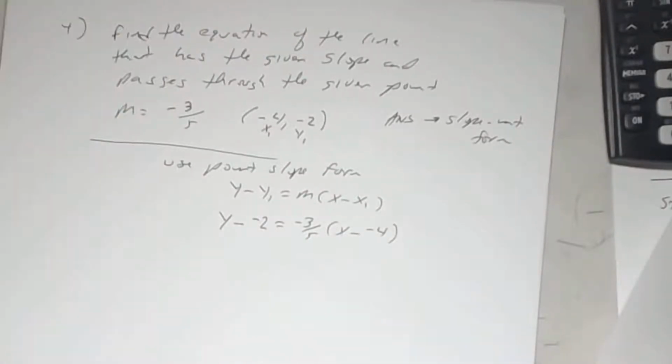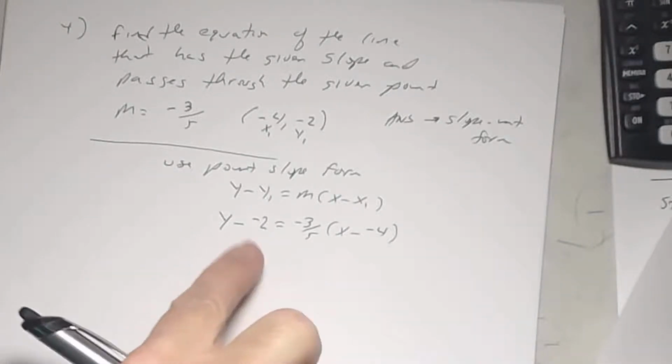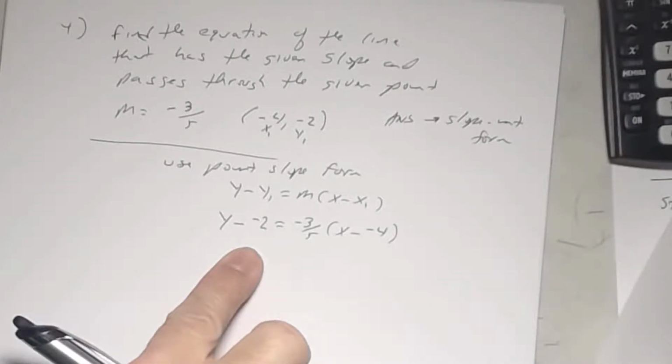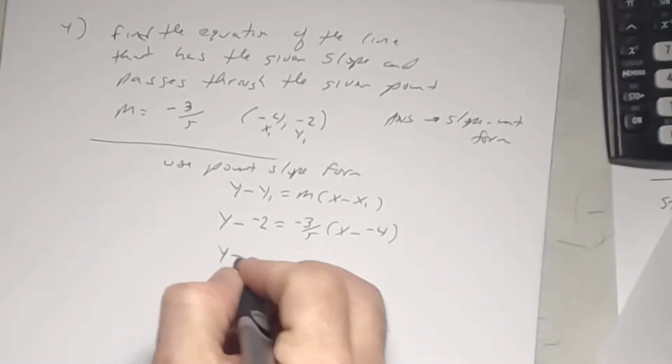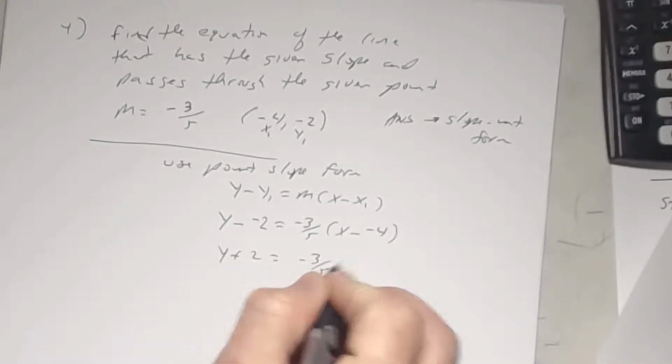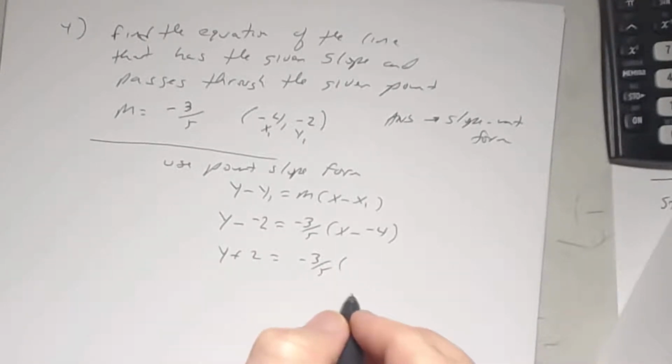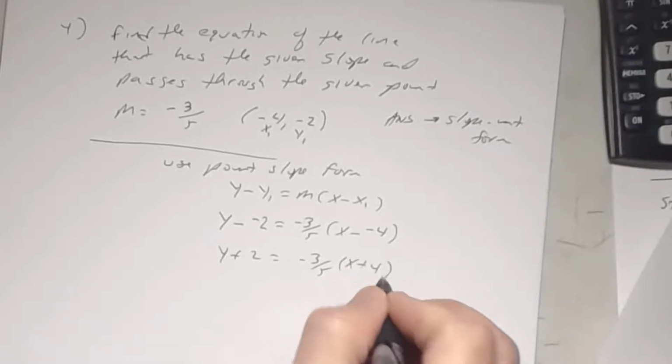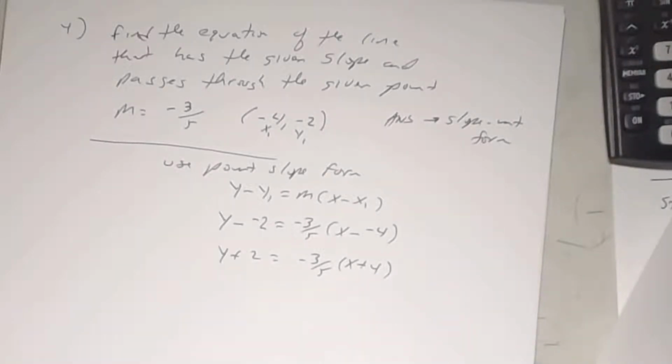Okay, now before we distribute, rewrite these sides. Y subtract -2 is Y plus 2. X subtract -4 is X plus 4. All right, couple more steps and you're done. And that's where you can use your calculator. Okay, so what's the next step?